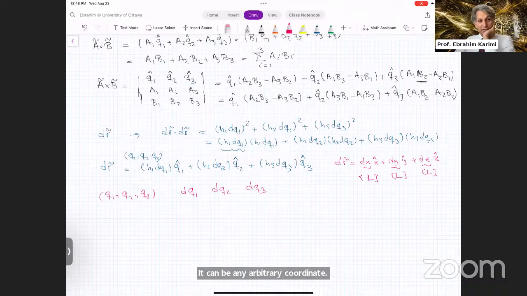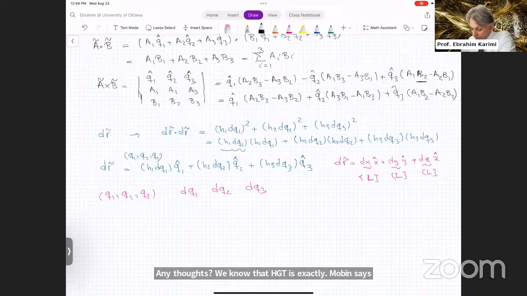Can you type in the Q&A? Mobin says that depends on h, length square. Okay. What else? Any thoughts? We know that HdQ is exactly... Mobin says perfectly. What is important here?